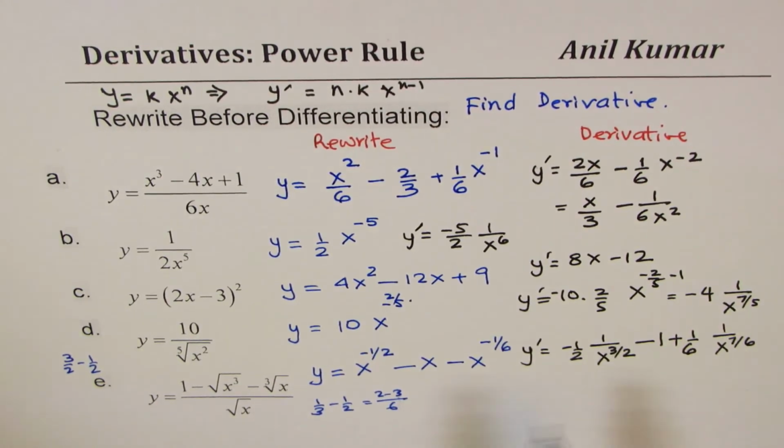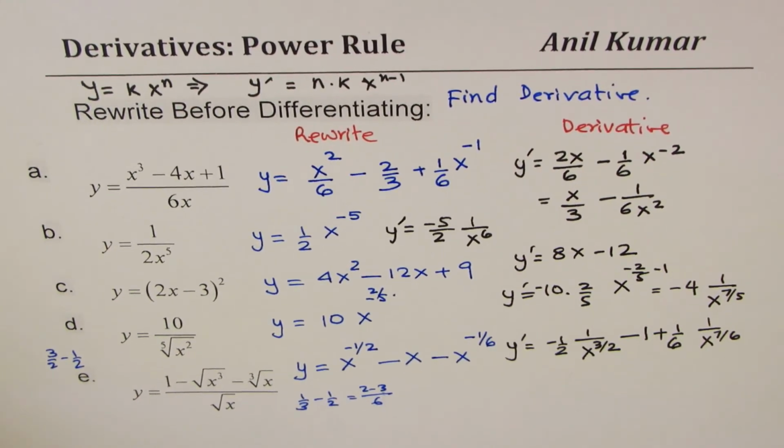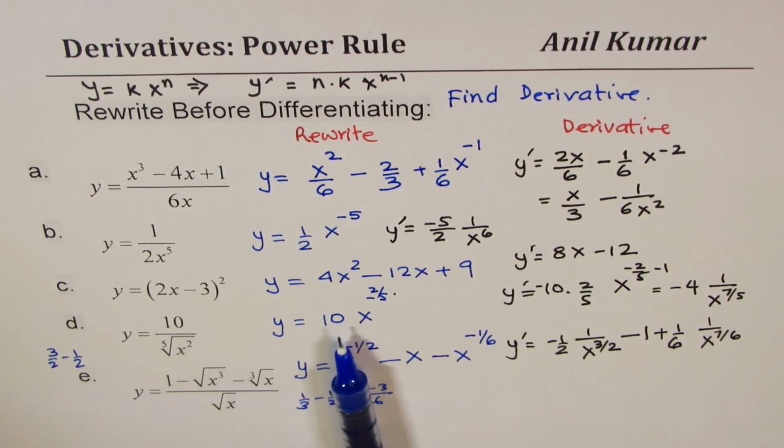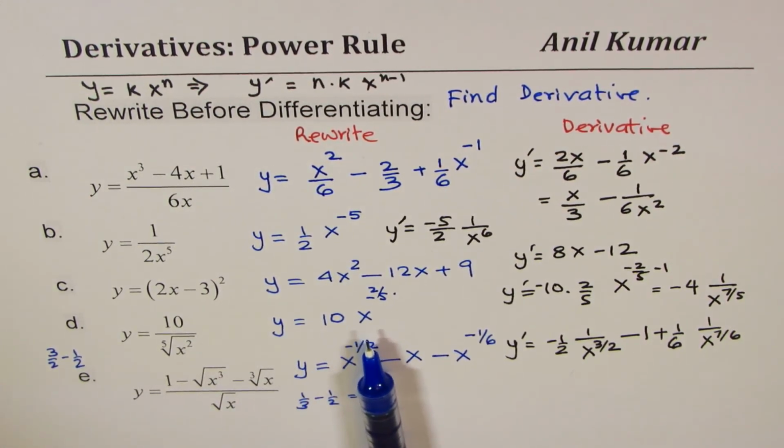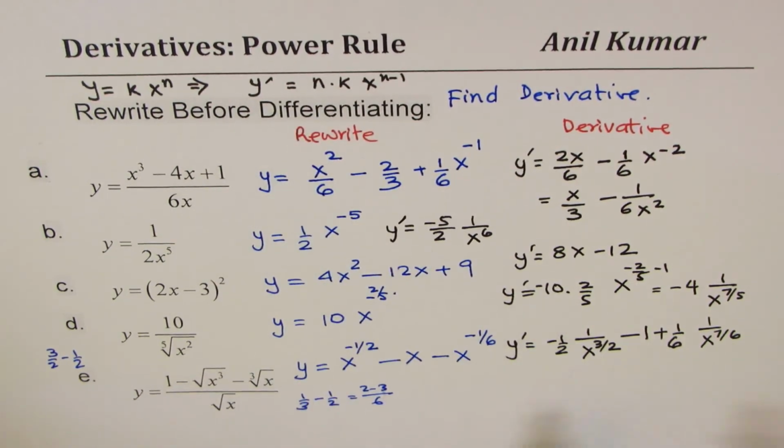So rearranging sometimes helps to find the derivatives, and this exercise is to show you that the steps involved are: write them in an order so that you can apply the power rule directly, and then rearrange and simplify, correct? So that is how you could do these questions.